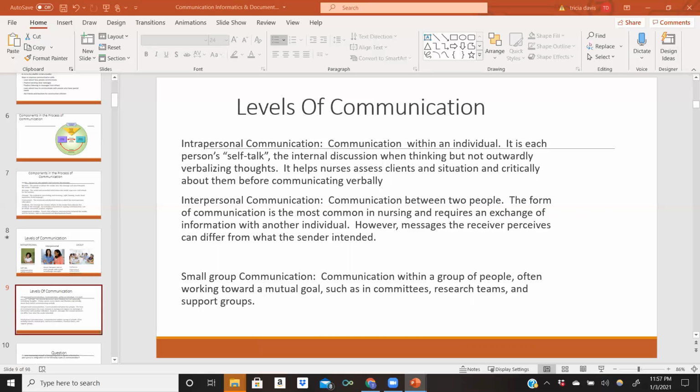Interpersonal communication is communication between two people. So this form of communication is the most common in nursing, and it does require that exchange of information from one individual to another. Messages the receiver perceives can differ from what the sender intended. So this happens all the time. Learning how to communicate with people is, in my opinion, an art. It doesn't come easy for everyone. You have to work on it because some people may say things a certain way and not mean it the way that the person perceives it.